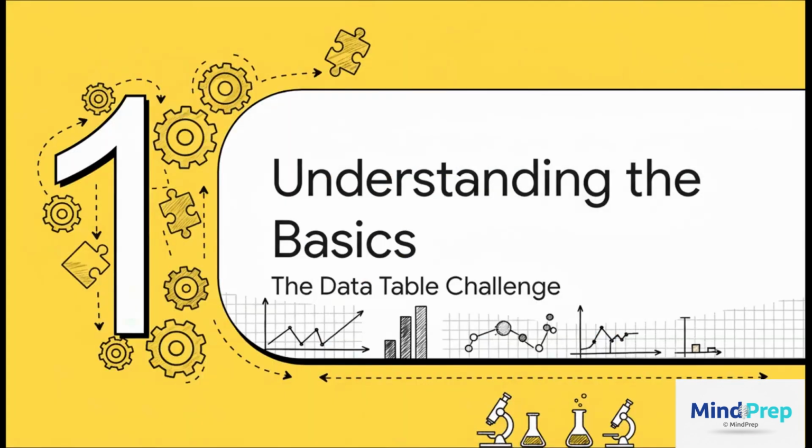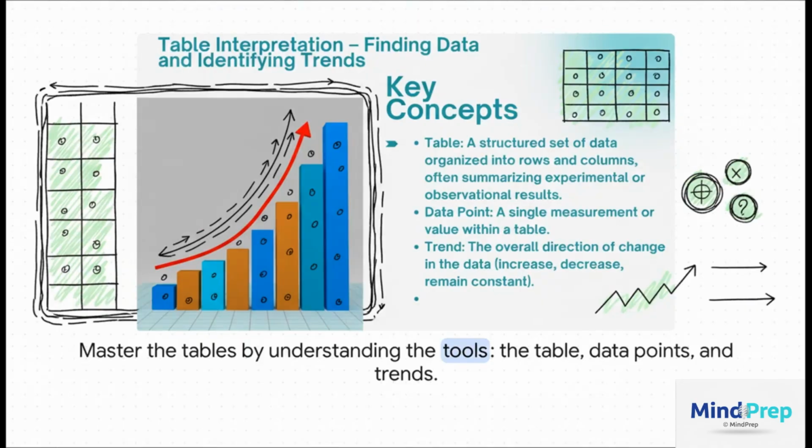So, before we get to the actual strategy, we've got to make sure we're all speaking the same language. Let's do a quick run-through of the 3 basic building blocks you'll find in every single one of these tables. Getting this down is the foundation for everything else. What's really great about this is how it boils the whole challenge down into 3 core ideas. See, this isn't about knowing a bunch of science facts, it's about understanding the table, knowing how to find the individual data points, and then spotting the overall trend. If you can nail these 3 things, you are way more than halfway there.